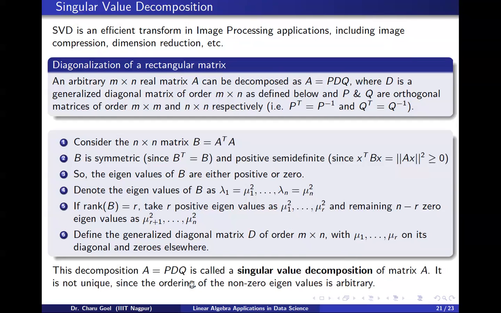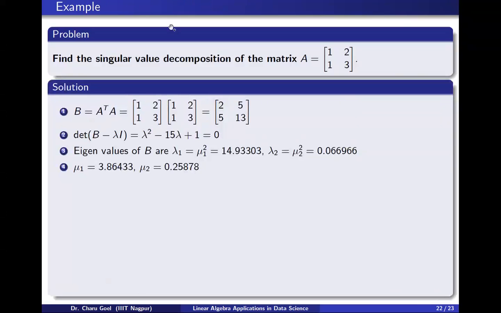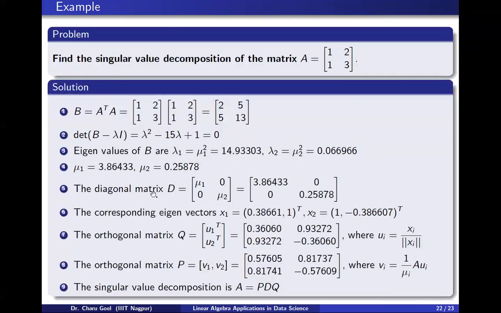Okay. So one example, a very simple 2 cross 2 matrix, 1, 2, 1, 3. We'll write B equal to A transpose A. Find the eigenvalues of B, which are 14.93303 and 0.0669. Both are positive. They can be written as the square of some quantity, that is mu 1 and mu 2. Then the diagonal matrix will be, because both are positive, we'll just take their square roots. If, for example, mu 2 had been 0, we would have a 0 here.